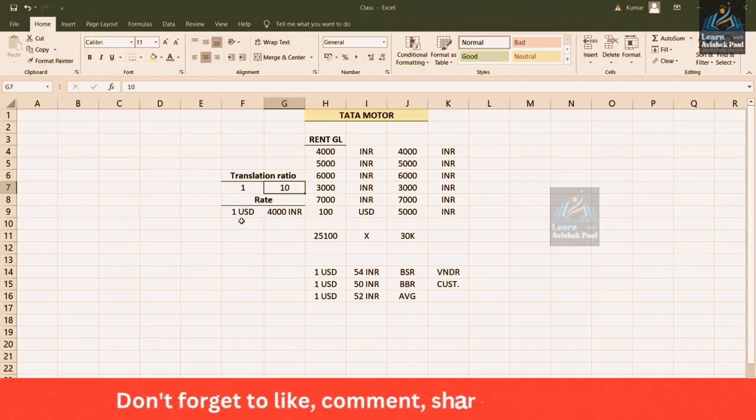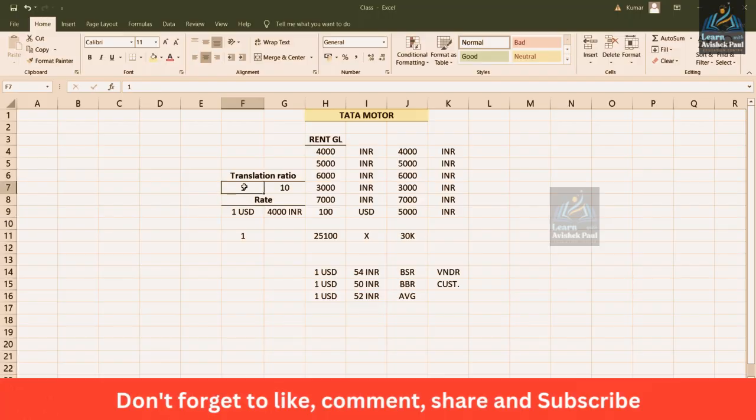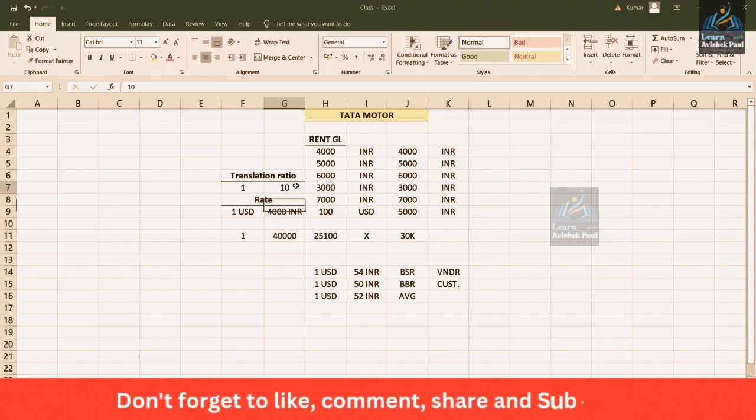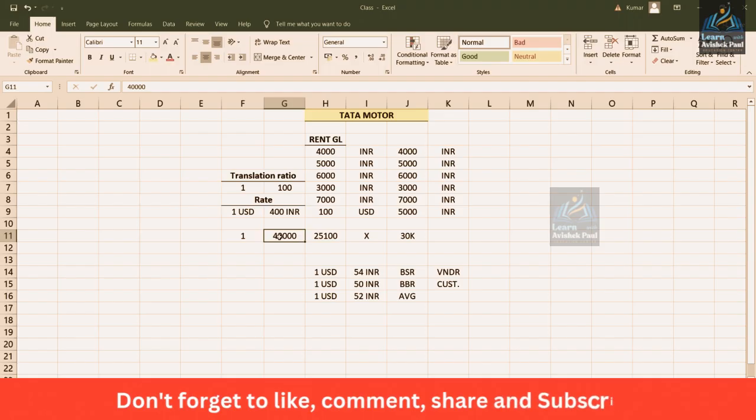So here, if the system is going to calculate the rate, let's suppose 1 USD equals 4,000 INR we have specified. If you are going to post a transaction here for 1 USD, 1 multiplied by this ratio, and 4,000 INR, so 4,000 multiplied by this ratio, it is going to be 40,000, right? Or else if you specify 100 here, then here it will be only 400. So in this way also 40,000 itself is going to happen. This is the use of translation ratio.